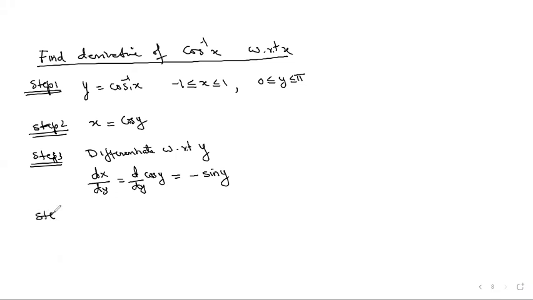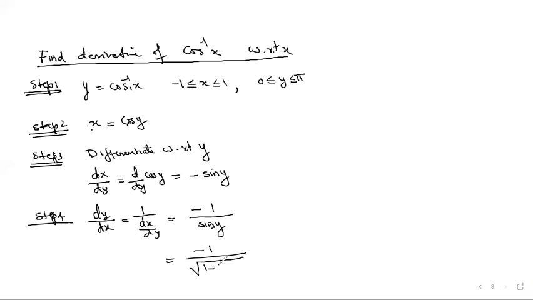Step number 4, what am I supposed to find? Not dx by dy. I'm supposed to find dy by dx, which is equal to 1 upon dx by dy. That is equal to minus 1 upon sin y. Now convert sin y to cos y and then replace it by x. You have to convert this to x. So minus 1 upon root of 1 minus cos square y.